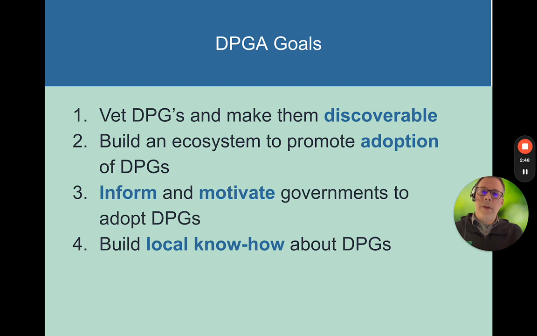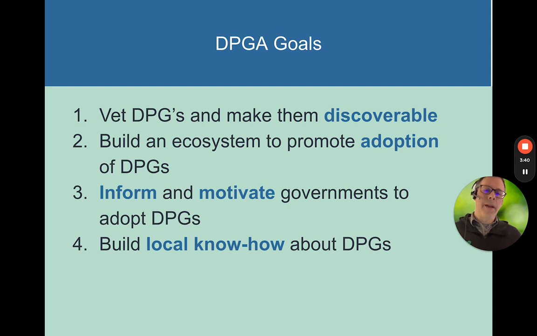The DPG goals. In a lot of ways, these goals are a roadmap for the rest of this talk, because spoiler alert, I'm going to tell you how the DPGA meets some of these goals right now in this slide. So goal number one is to vet DPGs and make them discoverable. And they're going to do this by creating a registry or listing of digital public goods open source software, to build an ecosystem to promote adoption of DPGs, to inform and motivate governments to adopt DPGs, to build local know-how about DPGs. Now, to inform governments, they're going to align with another organization called GovStack to provide, I guess, blueprints or playbooks, or what they call building blocks for IT infrastructure.